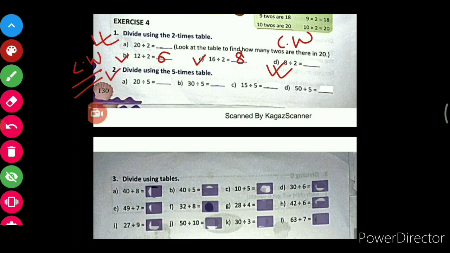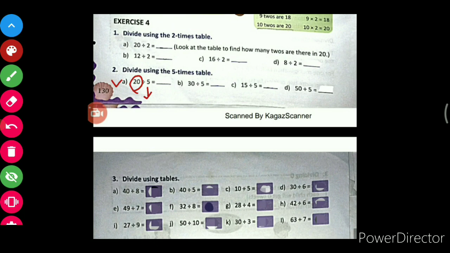Now see second part. Here you have to recall the multiplication table of 5. See the first one, 20 divided by 5. Just recall the multiplication table of 5 and find out where you will get 20. Five 4s are 20, right? So we'll write 4 here.